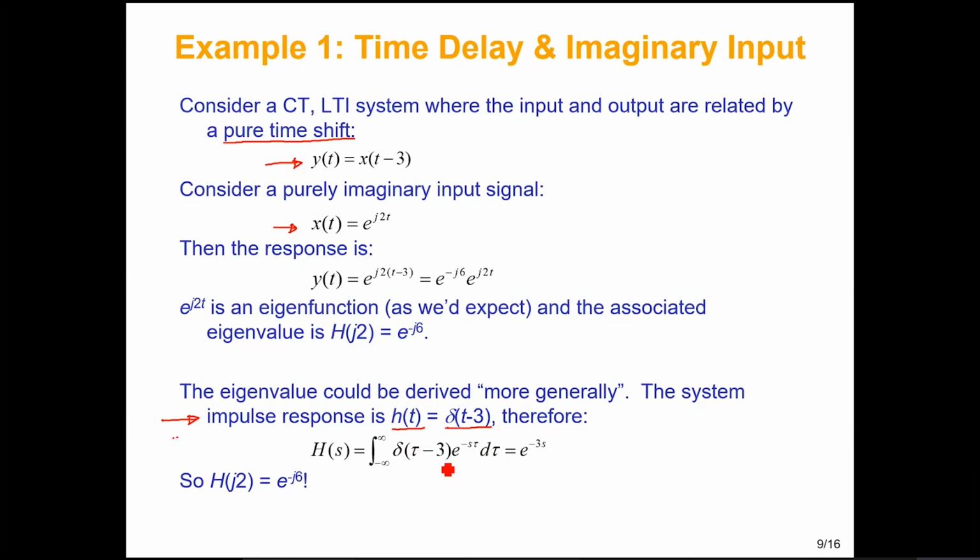How can we write the answer directly? This product we have to evaluate over the entire range of tau from minus infinity to infinity. Now this particular term has value 1 only at tau equal to 3, and all other values of tau will give this term as 0, so this product will be 0. So if we have to evaluate this product over the entire range, only one point will have value, and that point is where tau is equal to 3. At tau equal to 3, this is 1, and this is e raised to the power of minus s into 3. So that's the simple answer.